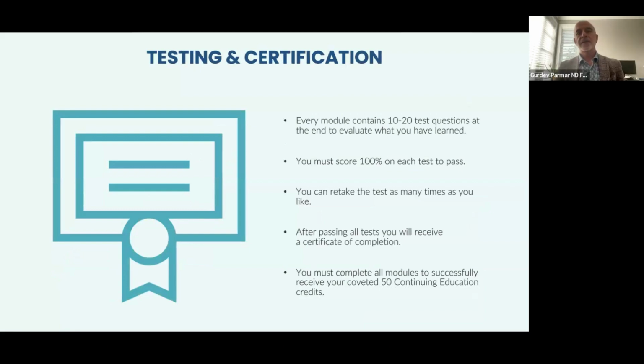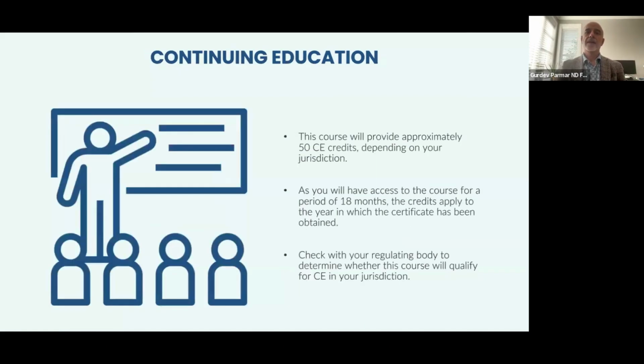This is what's actually needed for testing. Every module has a 10 to 20 question test at the end. These are multiple choice to evaluate what you have learned. You must score 100% on each test to pass. You can retake the test as many times as you need to get that 100% score. And once you've passed all of the tests, you can get the certificate of completion and the coveted 50 CE credits that come along with this course.